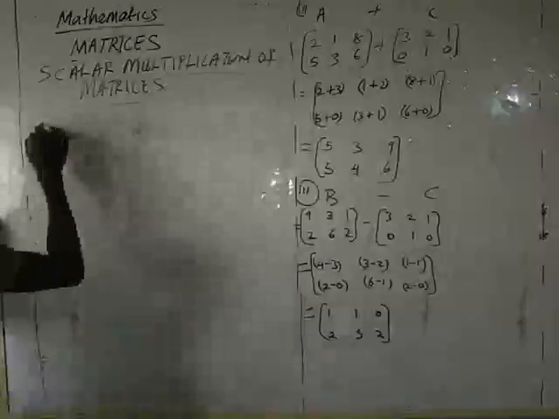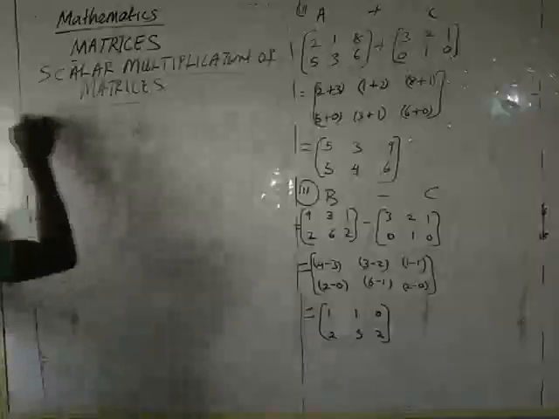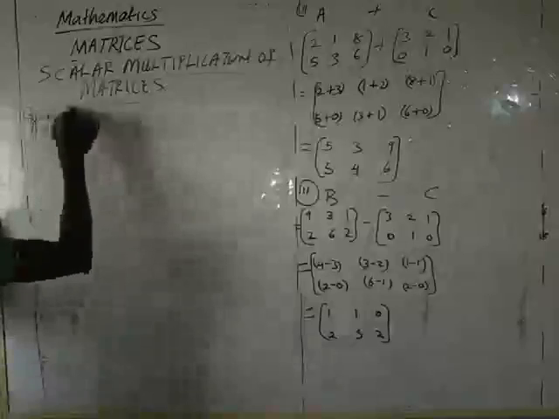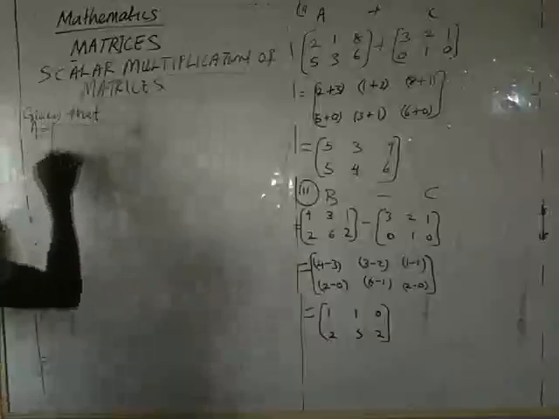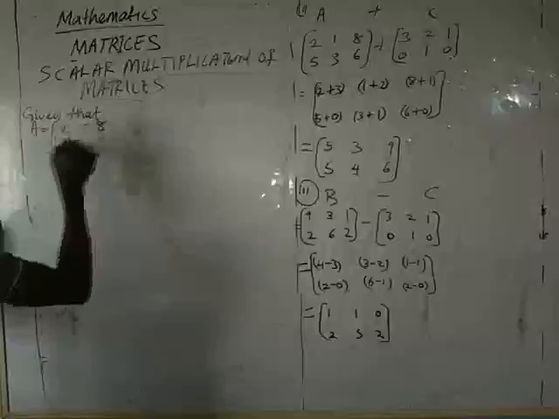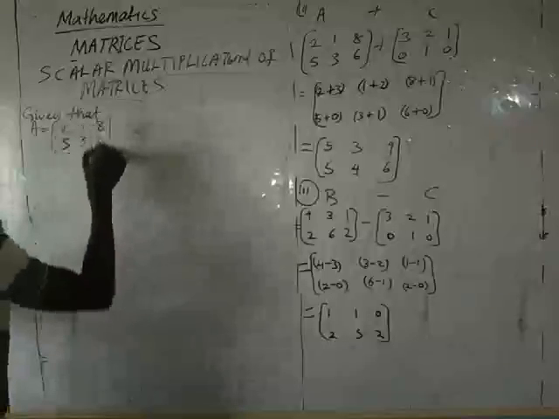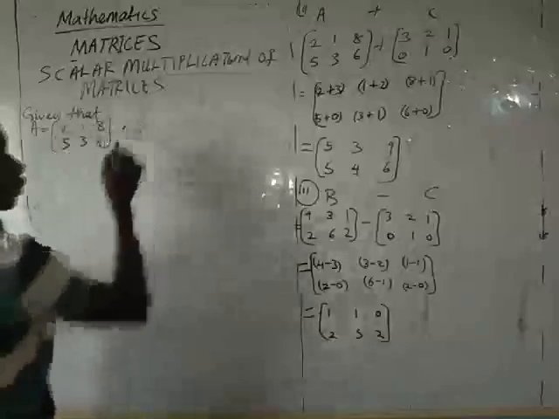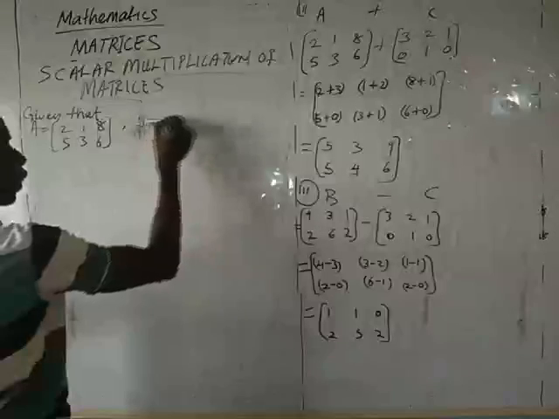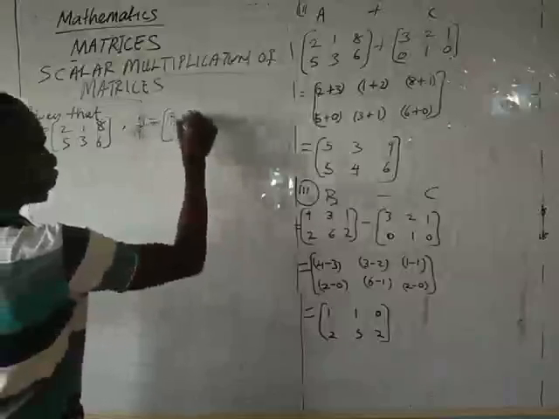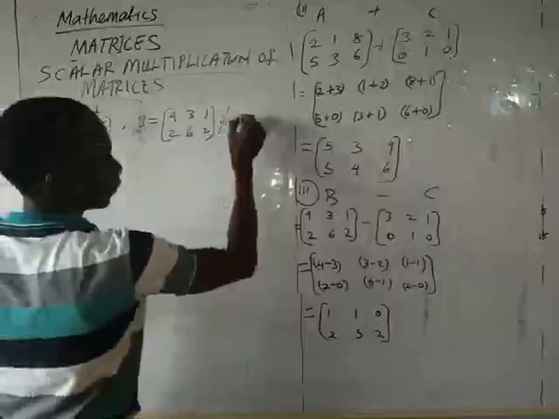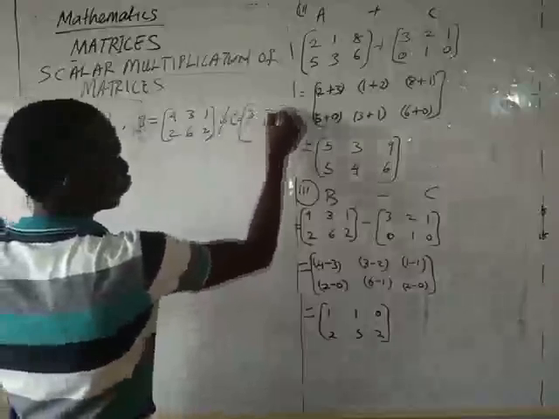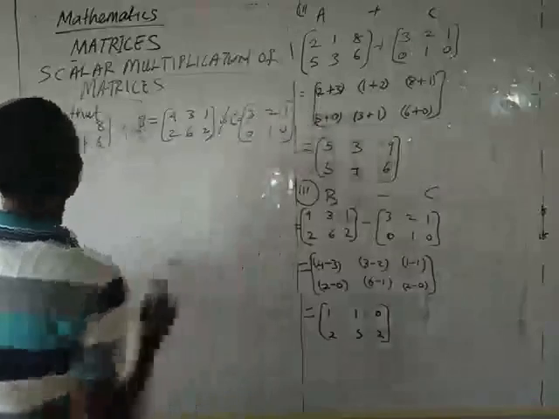Okay, in this case now, let's take our example. For instance, given that A is 2, 1, 8, 5, 3, 6, B given as 4, 3, 1, 2, 6, 2, and C being given as 3, 2, 1, 0, 1, 0.